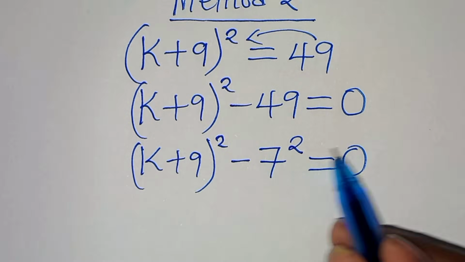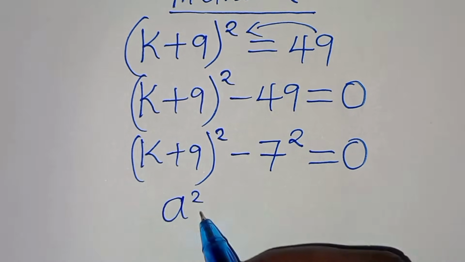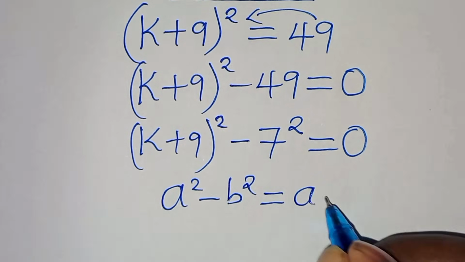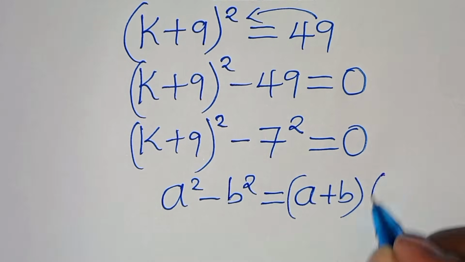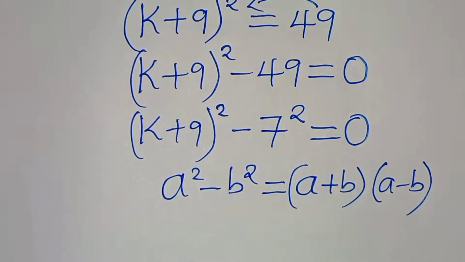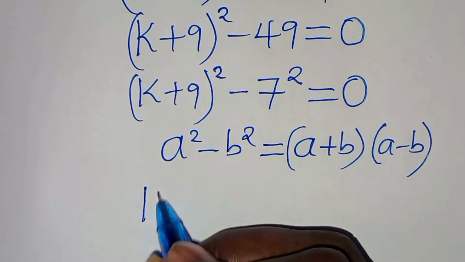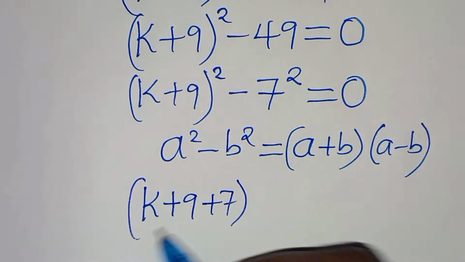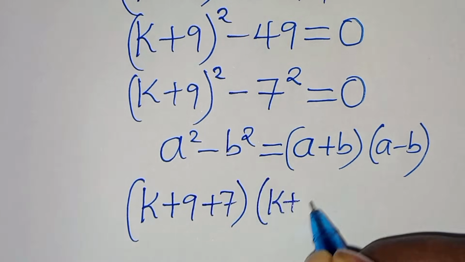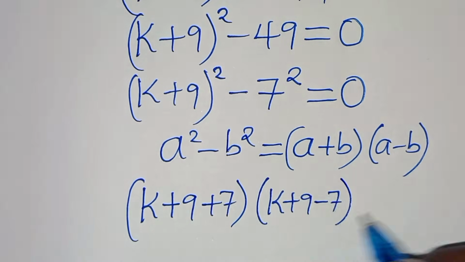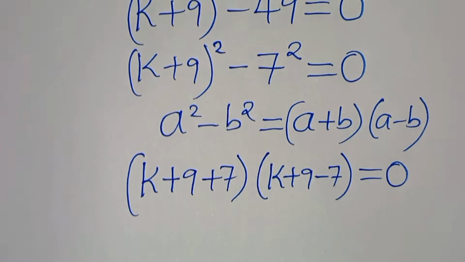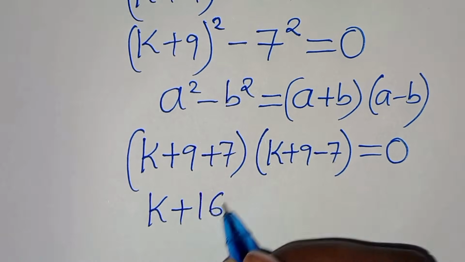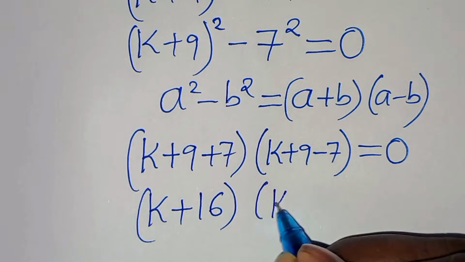Now, this equation is in the form of a squared minus b squared, which is the difference of two perfect squares that we can express as (a + b)(a - b). So this implies we have (k + 9 + 7), then here we have (k + 9 - 7), equal to 0. So this is k plus 9 plus 7, this is 16. And then we have k.